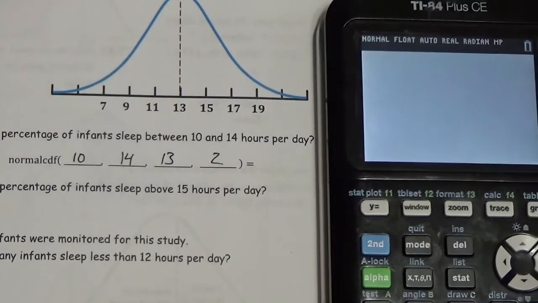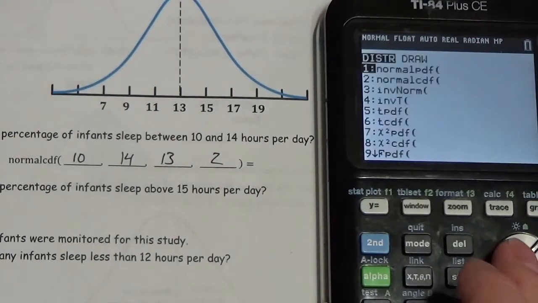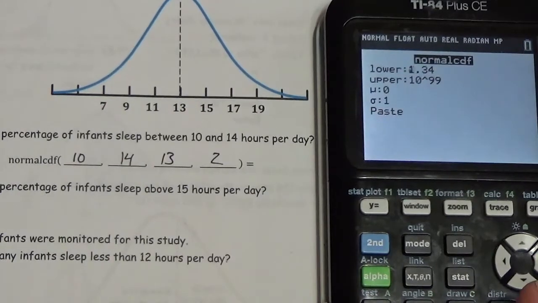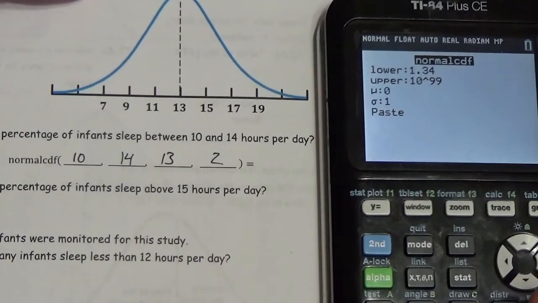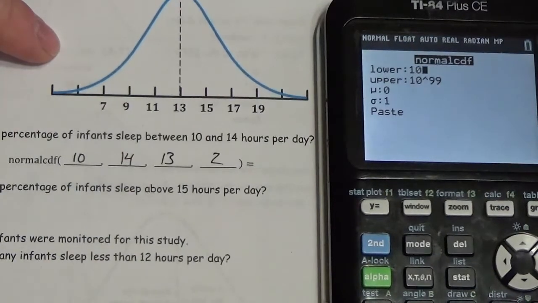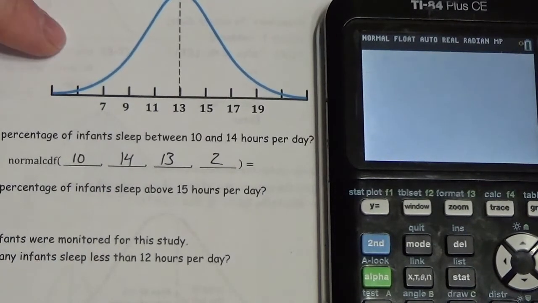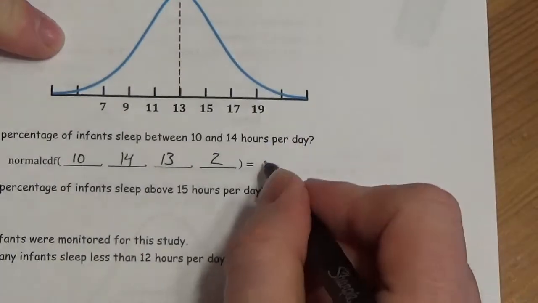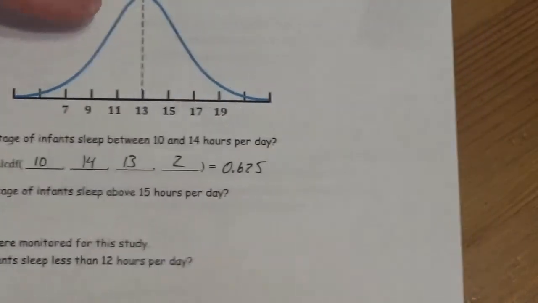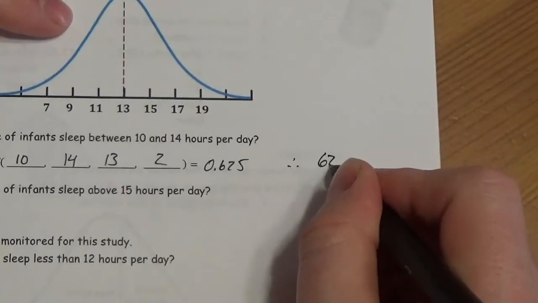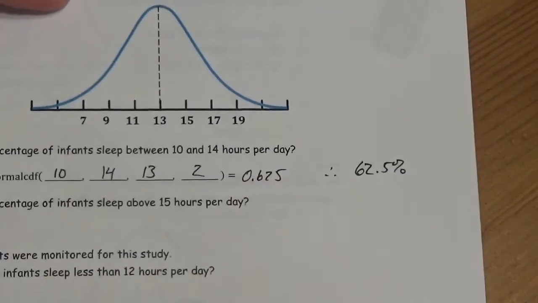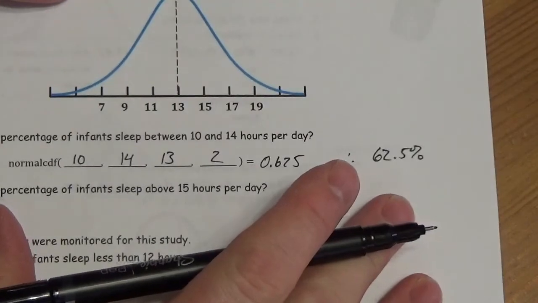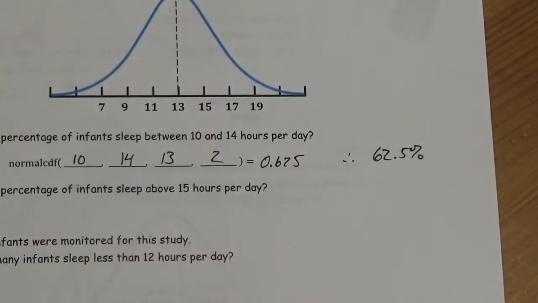Okay, so remember that this feature here is finding the area under the curve of a normal curve, but here we want to treat this as a probability. What percentage of those infants? So we're going to enter 10 as the low bound, 14 as the right bound, mean is 13, standard deviation is 2. Put that in, and we get 0.625, which means that the number we're looking for here is 62.5% of the infants that these nurses are looking after will sleep between 10 and 14 hours.